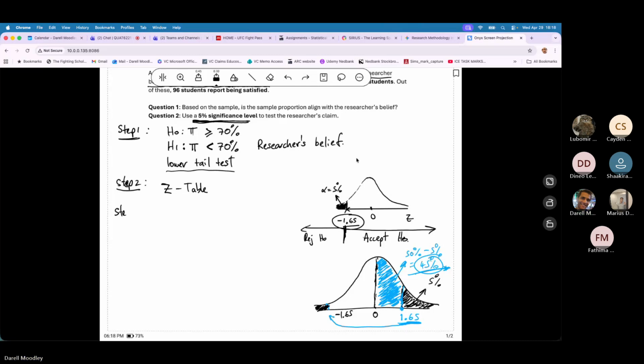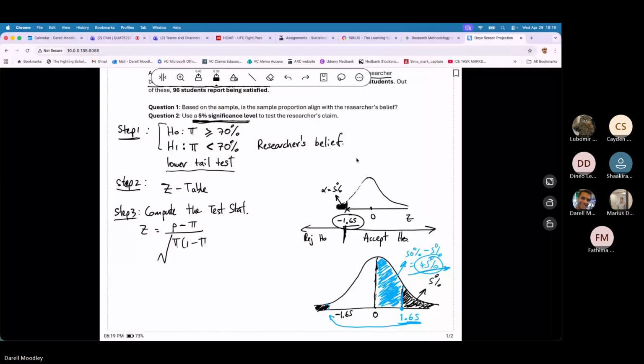Step 3 is compute the test statistic. Now, because you are dealing with proportions, and if you look at what we wrote for H0 and H1, we are going to look at formulas that relate Z to the symbol pi. So if you look at your formula sheets, you'll find this formula here, where it's P minus pi, all over the square root of pi times 1 minus pi, all over n. That's the formula we're going to use.